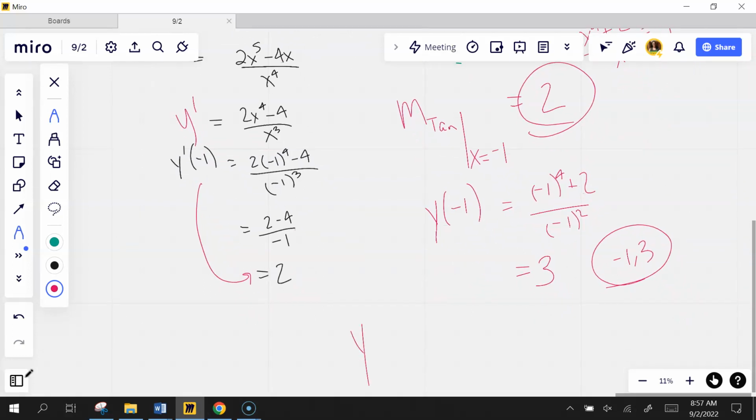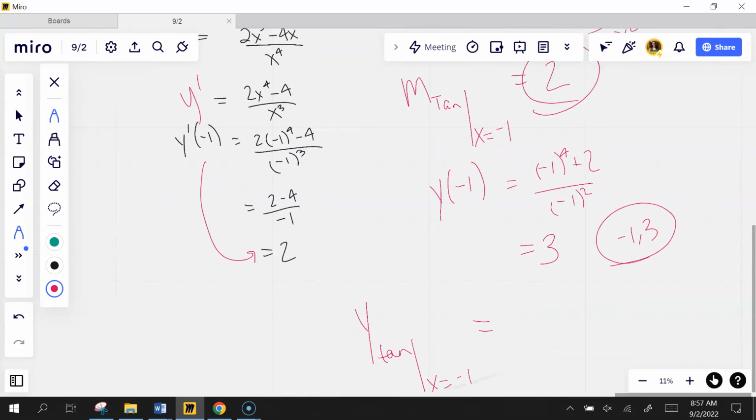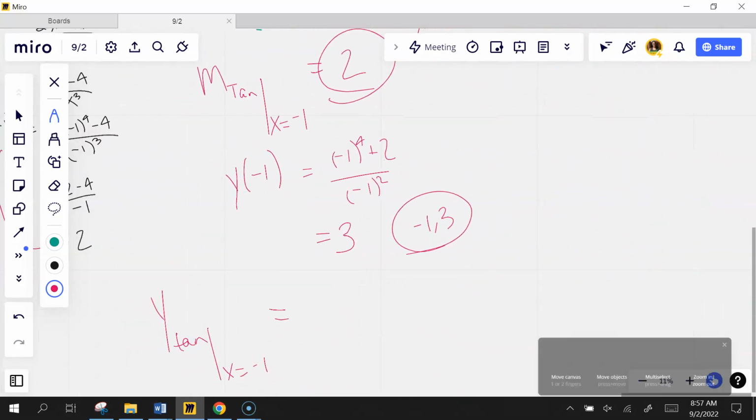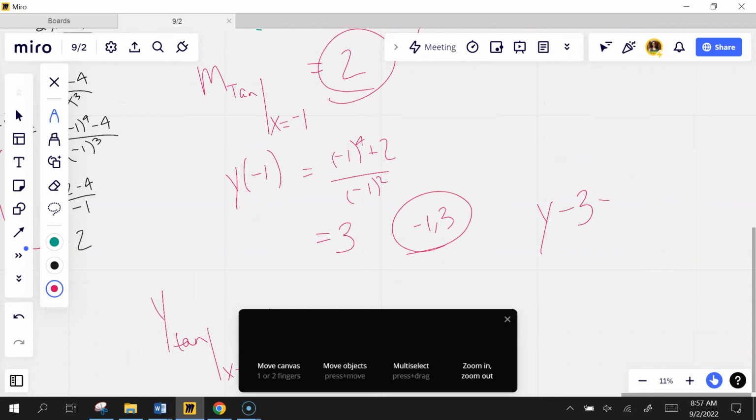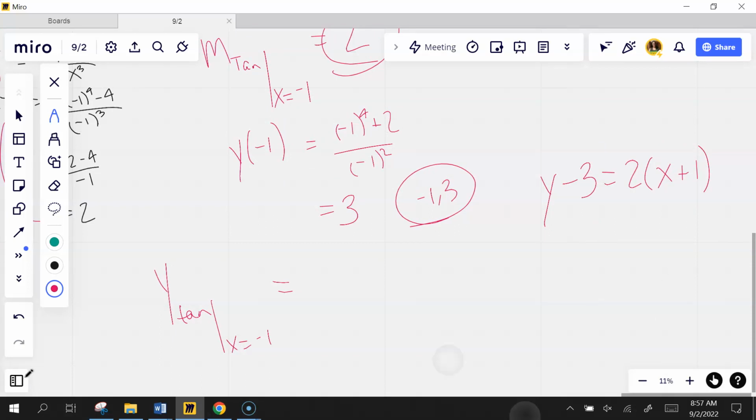So y tangent when x equals -1 is, actually, let me not write that yet. Let me put point slope form first. Y minus 3 equals slope times x plus 1, and now I can write it in my correct notation. I'd probably just leave it like that. If you want to distribute and clean it up in slope-intercept form, that's fine too.